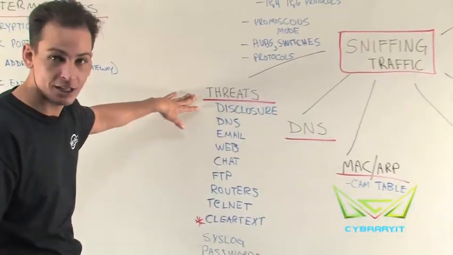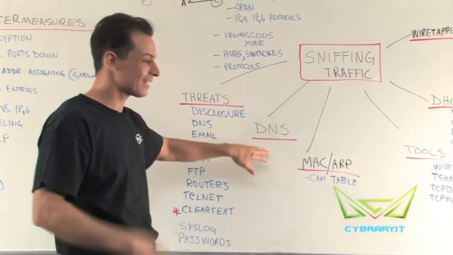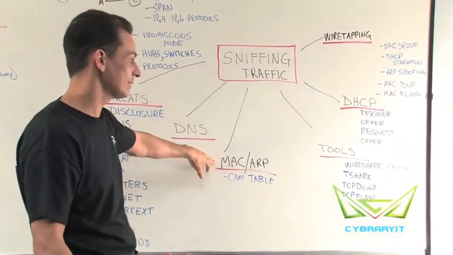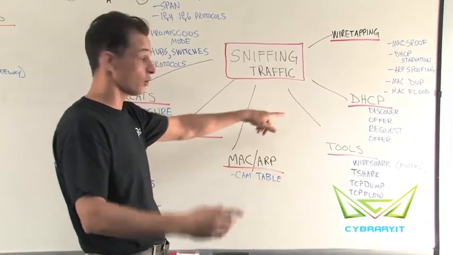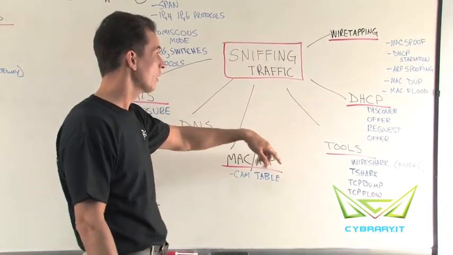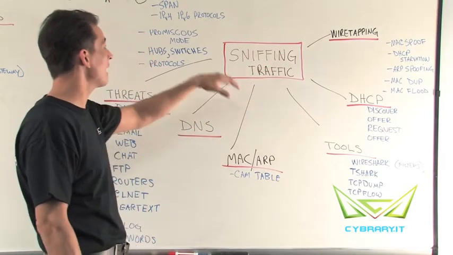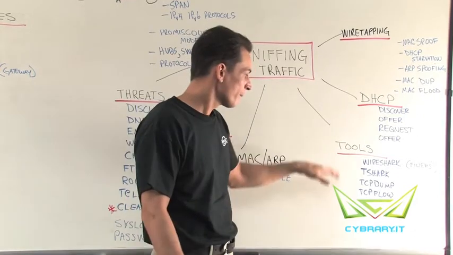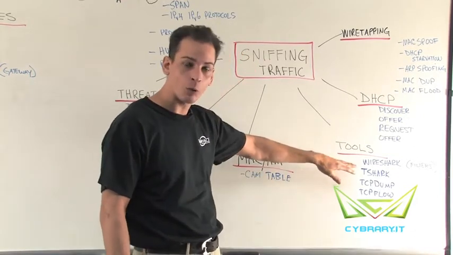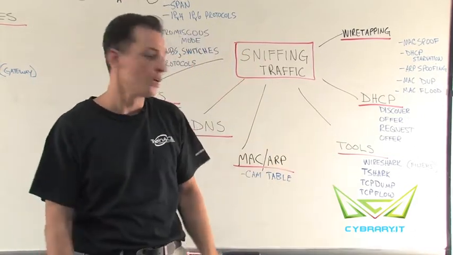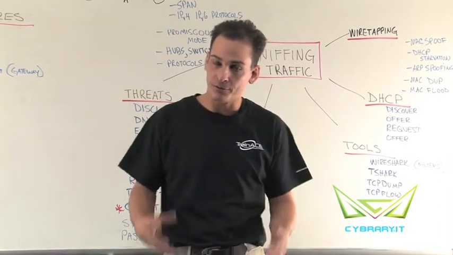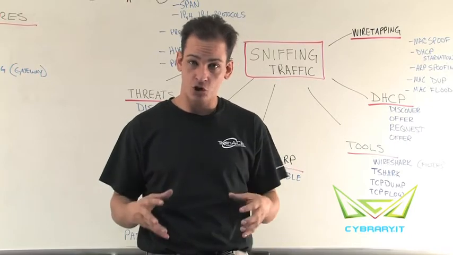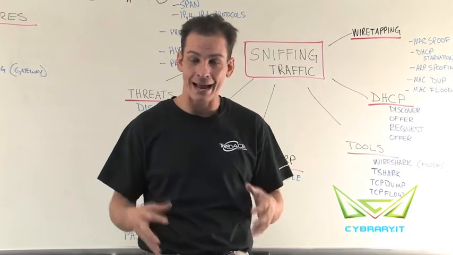We've talked about the potential threats. We've talked about the most common things that we go after: DNS, MAC and ARP responses, DHCP, because you can learn about the different hosts on the network. The basic concepts of wiretapping and concepts in general. But when we do the hands-on examples, we're actually going to be focusing on tools like Wireshark, TShark, tcpdump, tcpflow, and things like that.